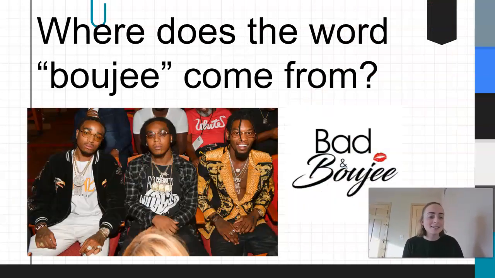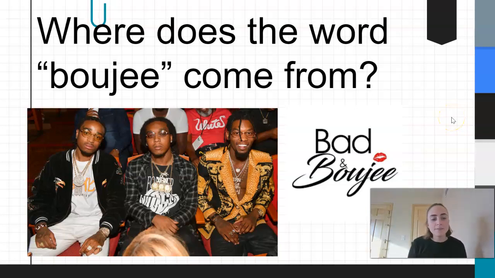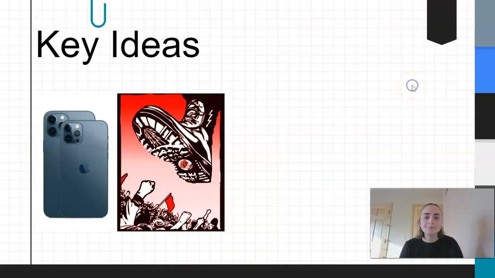So a fun fact is that this word bougie, that you've probably heard before to mean that someone is kind of classy or kind of fancy. You probably know the Migos song, Bad and Bougie. This word bougie actually comes from the Marxist social class of the bourgeois. So bourgeois, remember, that's like rich people. So this is your little fun fact of the day.